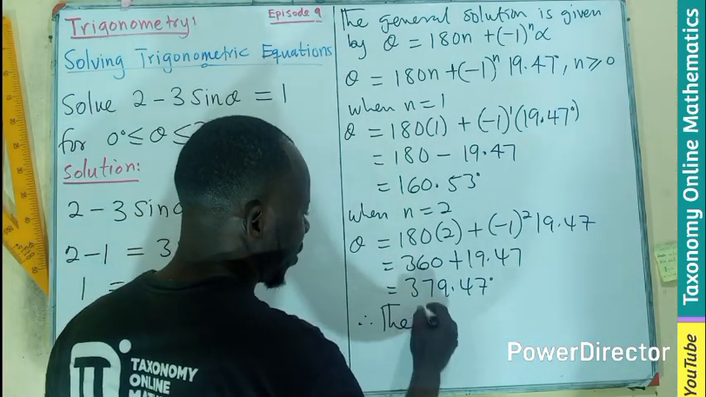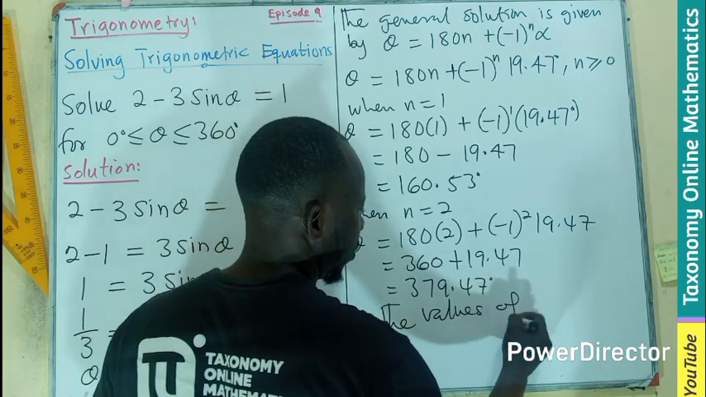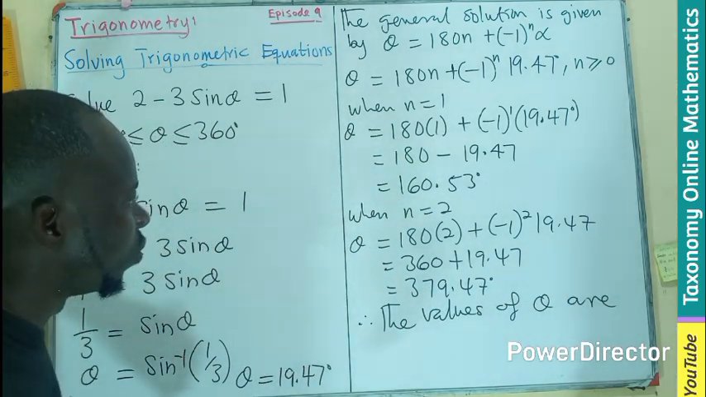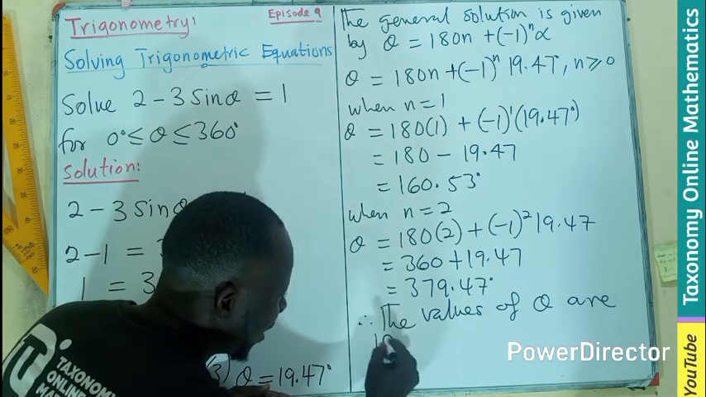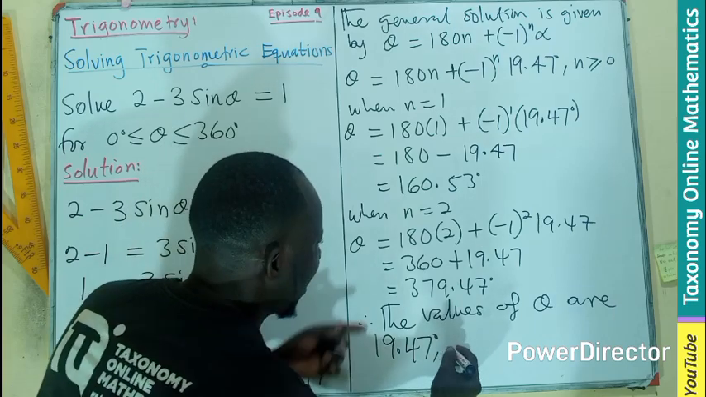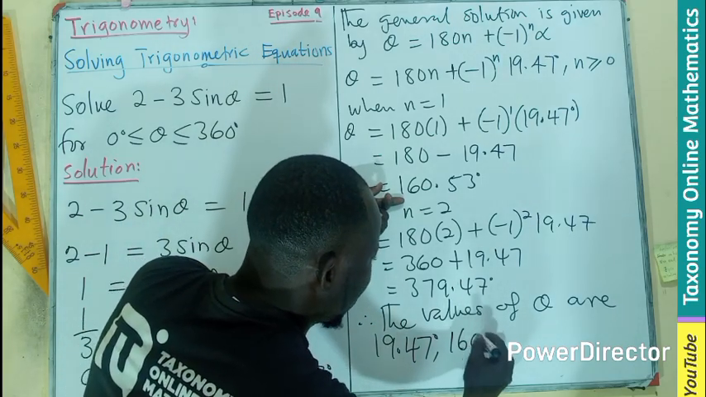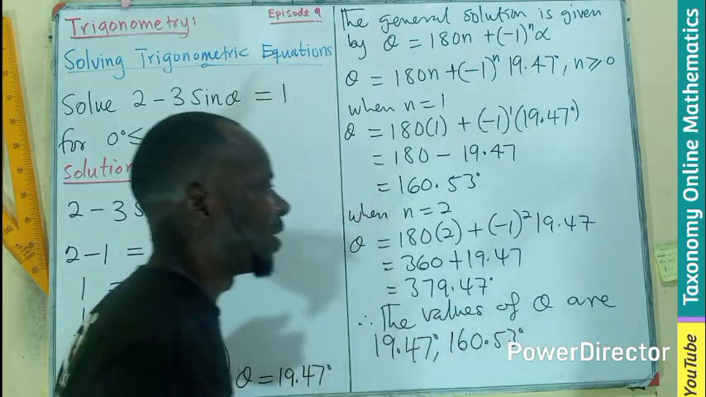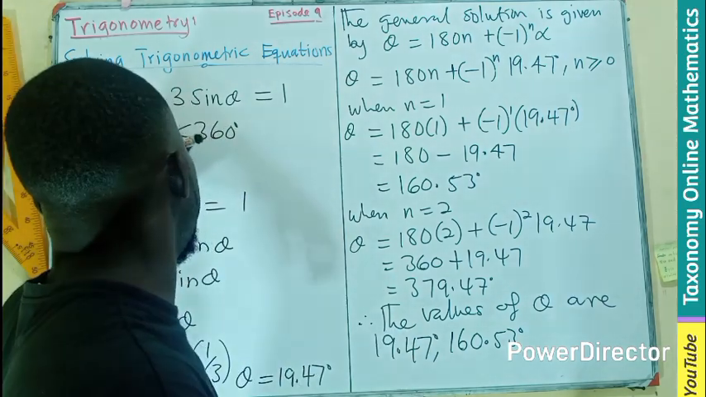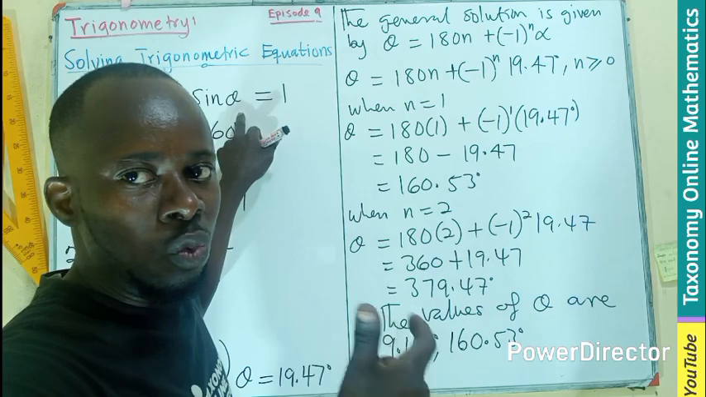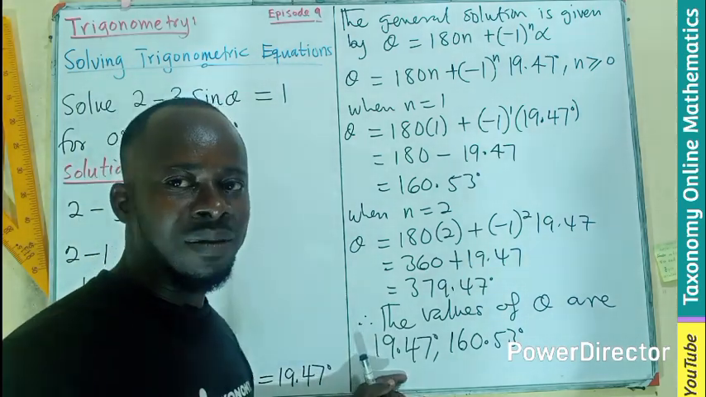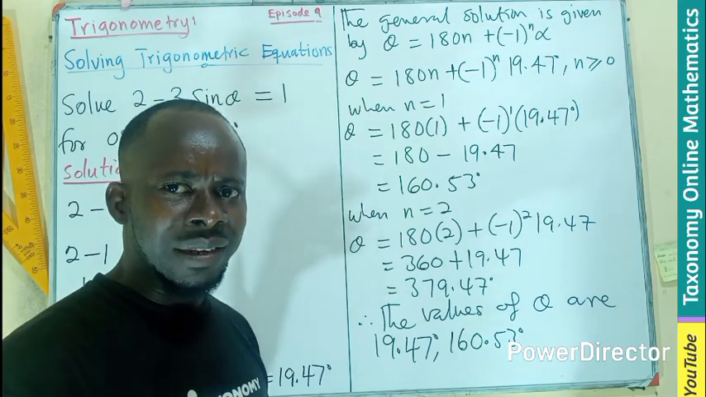Therefore, the values of theta are going to be the first principal angle we got, 19.47 degrees, and the second angle will be 160.53 degrees. These are the two values that the sine angle here can take, because we need the two positive values, first quadrant and second quadrant, which is the value we are having here.